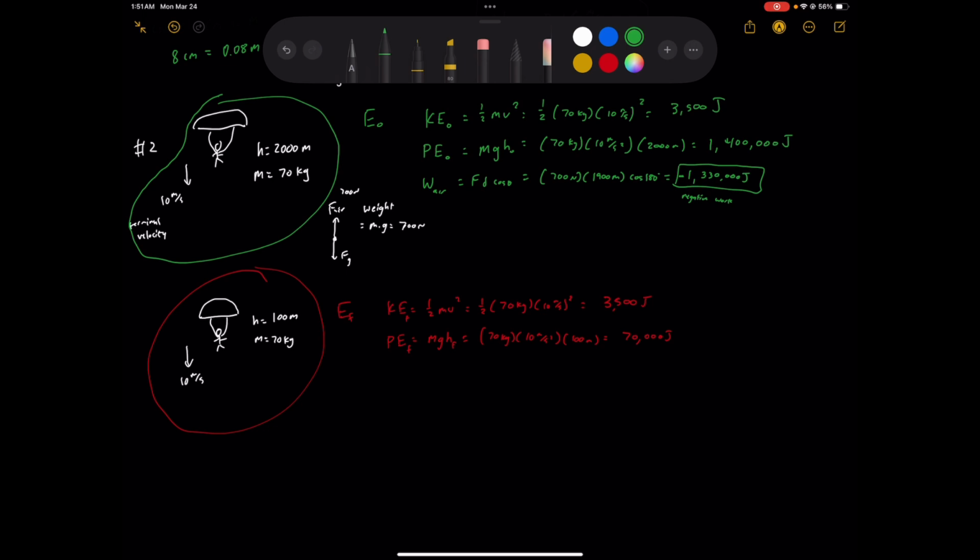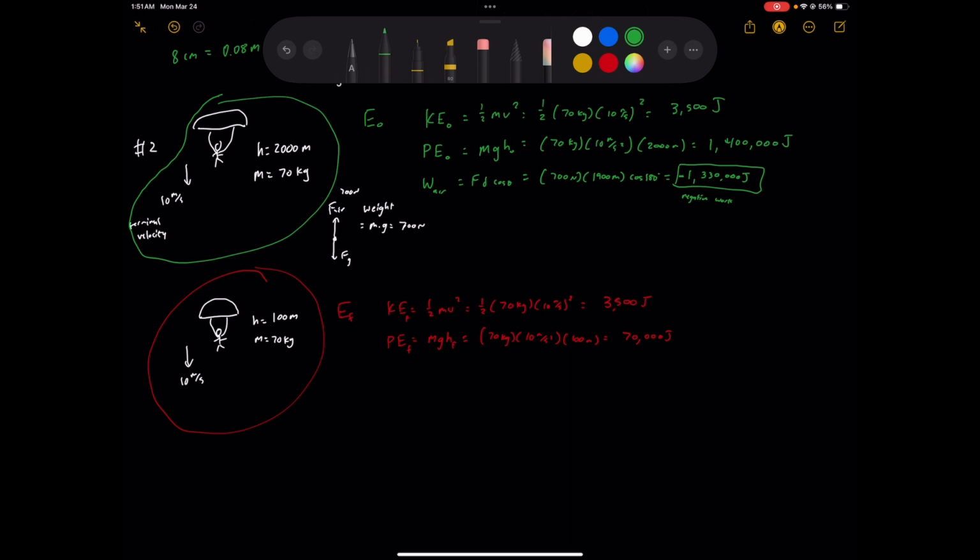So yeah, it starts at 1.4 million joules of potential energy, and he ends up with only 70,000. So where did the other 1.33 million go? Well, that was the work done by the air resistance. And so when I was saying there's an easier way to do it, you don't even have to figure out the FD cosine theta or any of that.